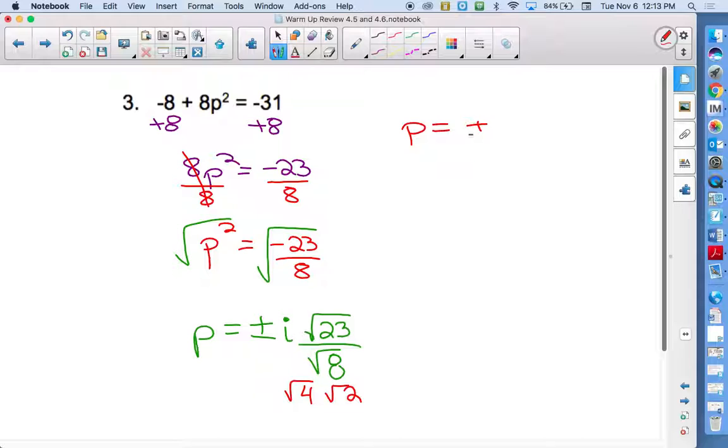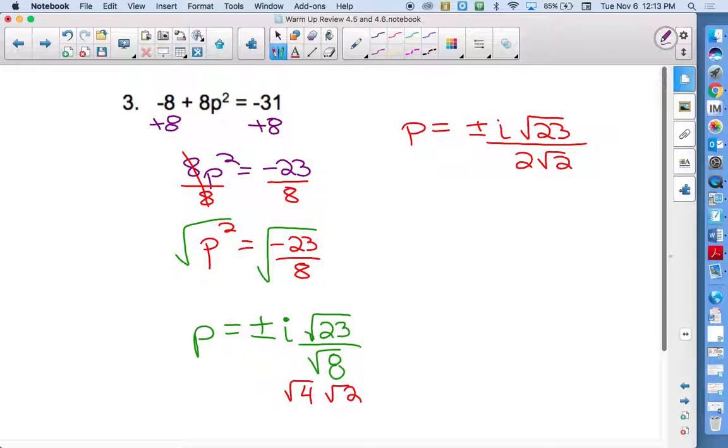So we have plus or minus i times the square root of 23, and then the square root of 8 becomes 2 square roots of 2. So this one was easy to solve. It's the simplifying part that's a little more interesting, I guess you could say.